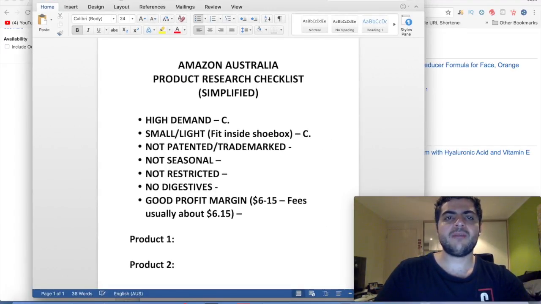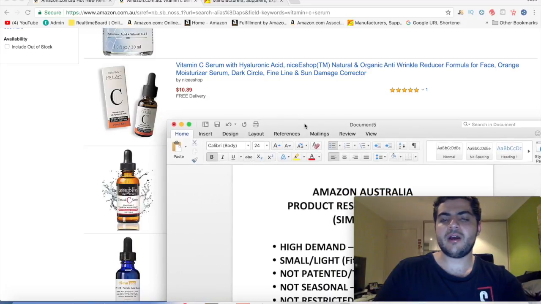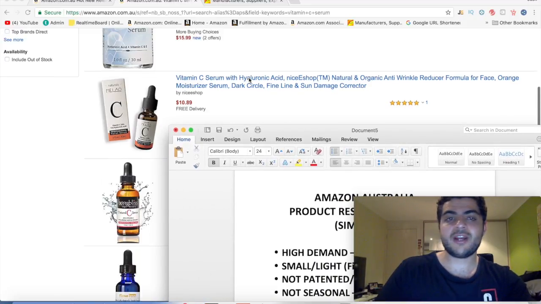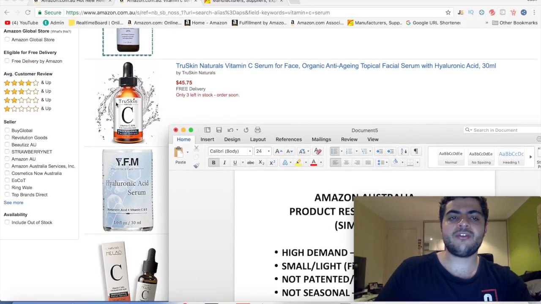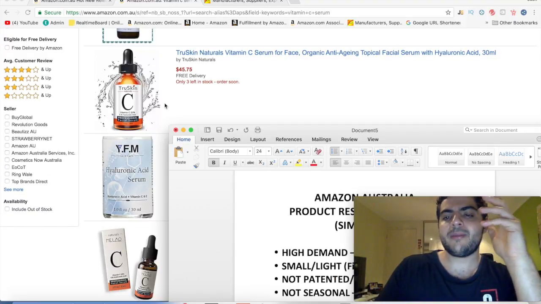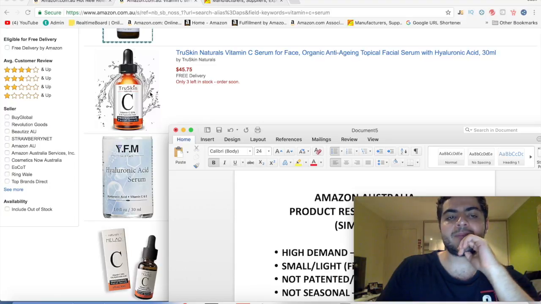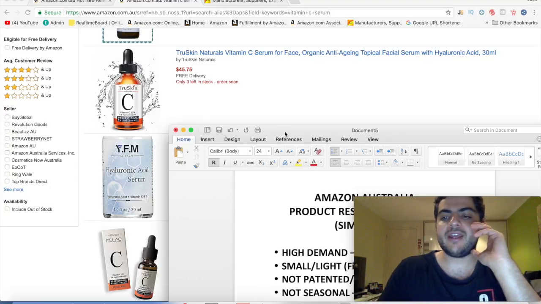Not patented or trademarked. Now, some of these will be trademarks, like here, True Skin. So basically what that means is vitamin C serum itself is not a patented or trademarked product, so you can go for it. I know this already just by looking at the product, but if you wanted to check, I do have a video that you can check out. You can check through Google Patents, and through trademark here, to see if it's trademarked or patented.